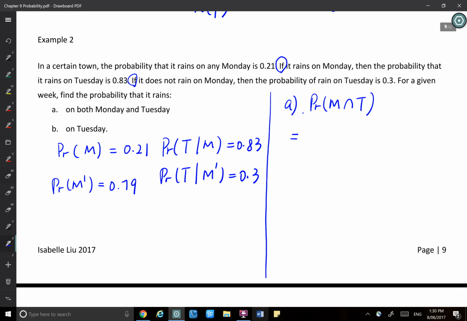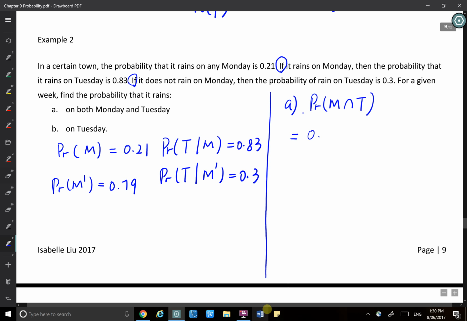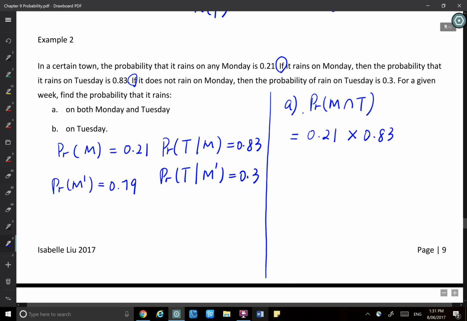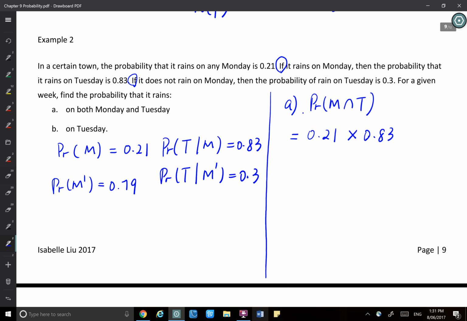So what should I do? First I need Monday rain, right? Monday rain is 0.21. And I want Tuesday rain, so that will be times another 0.83. Tuesday will rain with a chance of 0.83 because it has already rained yesterday. So 0.21 times 0.83.